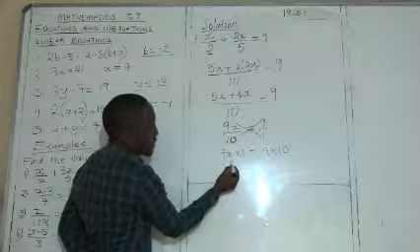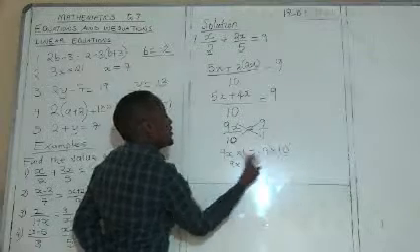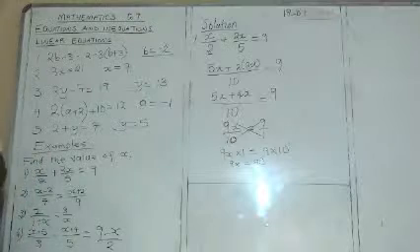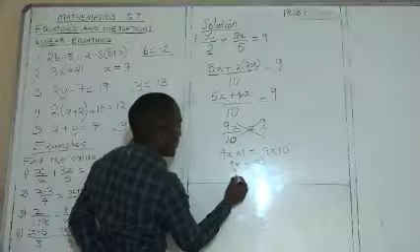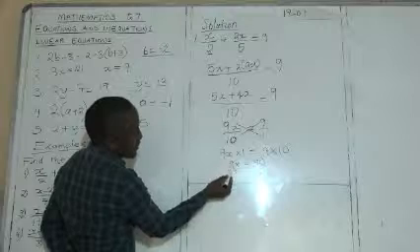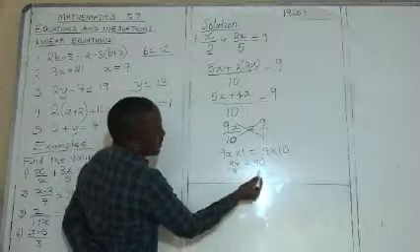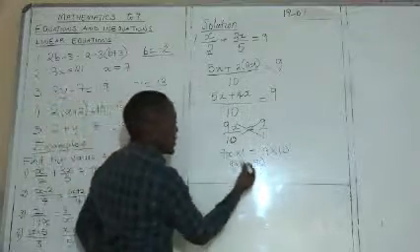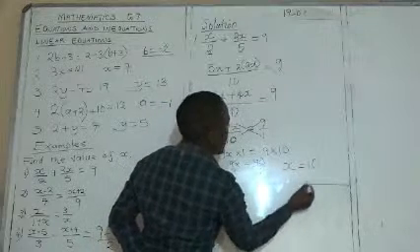9x times 1 will give you 9x. And this side, you have 9 times 10 giving you 90. Okay, so you now have 9x is equal to 90. So you can just divide both sides by 9. So 9 divided by 9, so this side you just remain with the x, and 90 divided by 9 will give you 10. So meaning that our x is equal to 10.